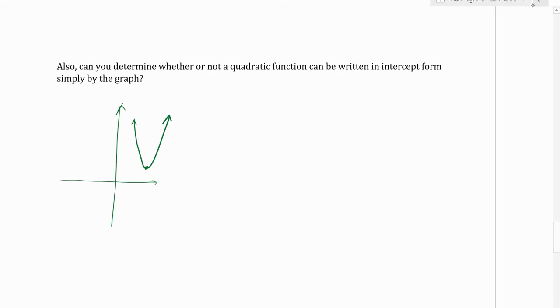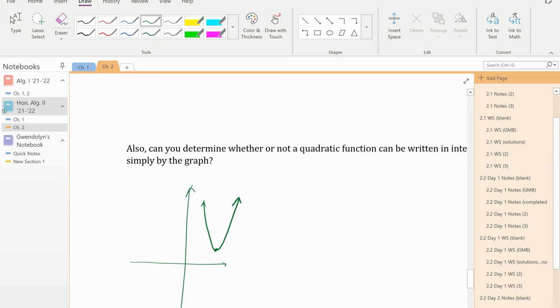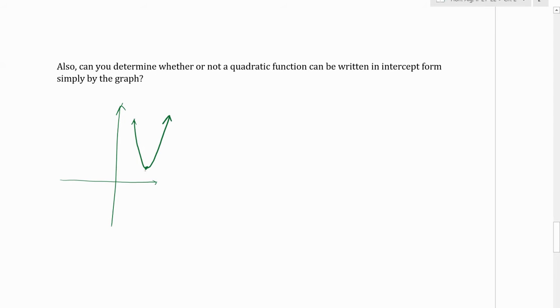However, if you had the same vertex and the same axis of symmetry and it opened down, then you could write it in intercept form because it would cross the x-axis and hit it 2 times. If you've got that, it's only going to have 1 x-intercept. But you could write that in intercept form. That would only have 1 intercept.